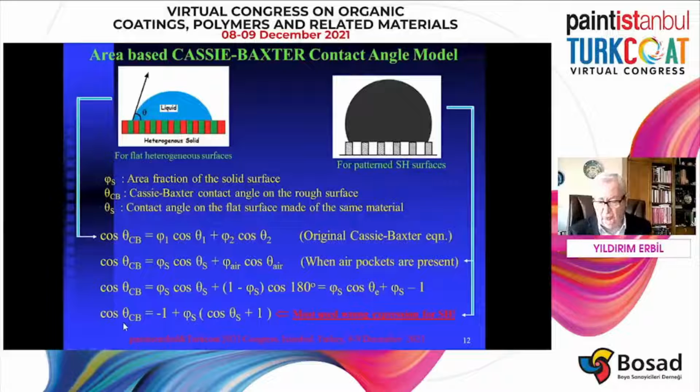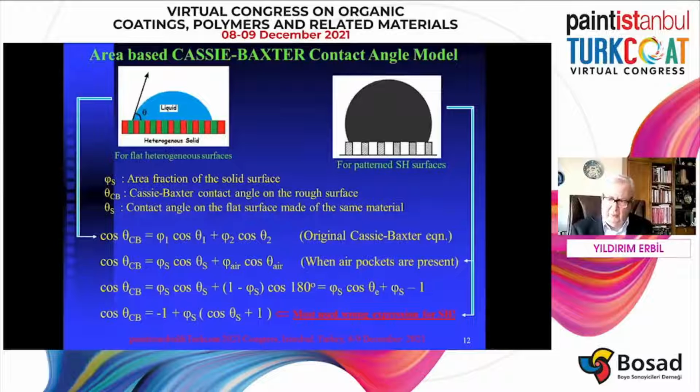It is the most used wrong expression for superhydrophobic surfaces, because both the Wenzel and Cassie-Baxter equations depend on the contact area, the magnitude of the contact area under the drop or beneath the drop. However, the contact area beneath the drop is not important. The most important interactions occur around the three-phase contact line. So the area-based equation is wrong, and they have to be cancelled after the proof after 2007.